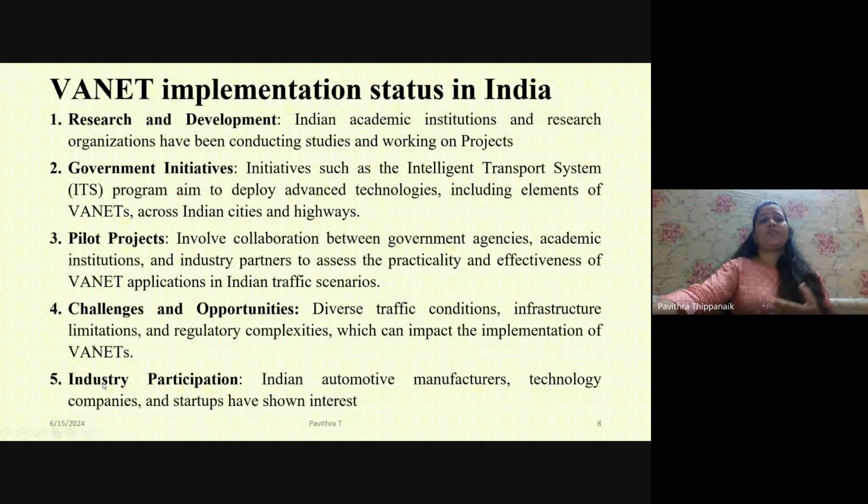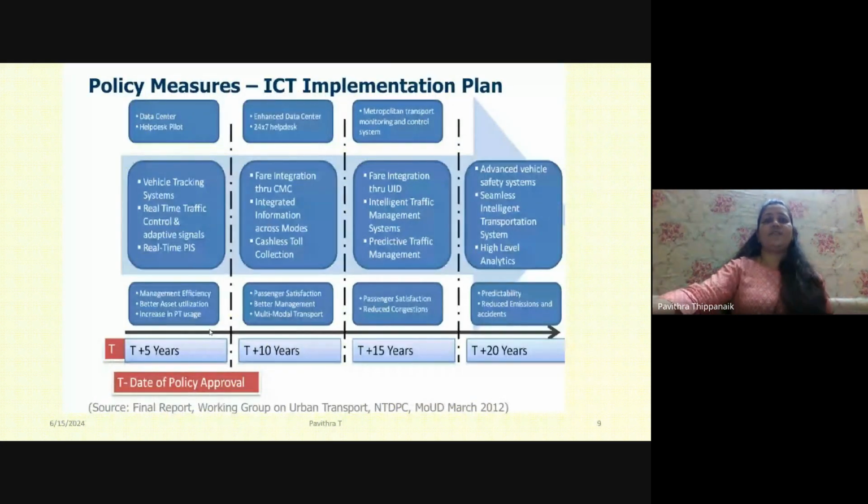And here, even after these challenges and since the research is going on to find out what are the opportunity for the implementation, industries are coming forward to cooperate for the implementation of VANETs. So that is the major factors involved in VANET. Now let us see where we are right now in the implementation of VANET.